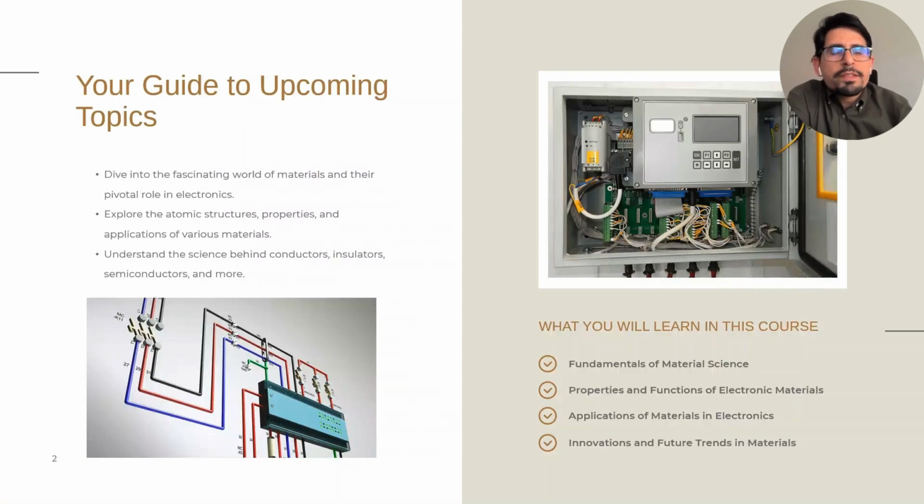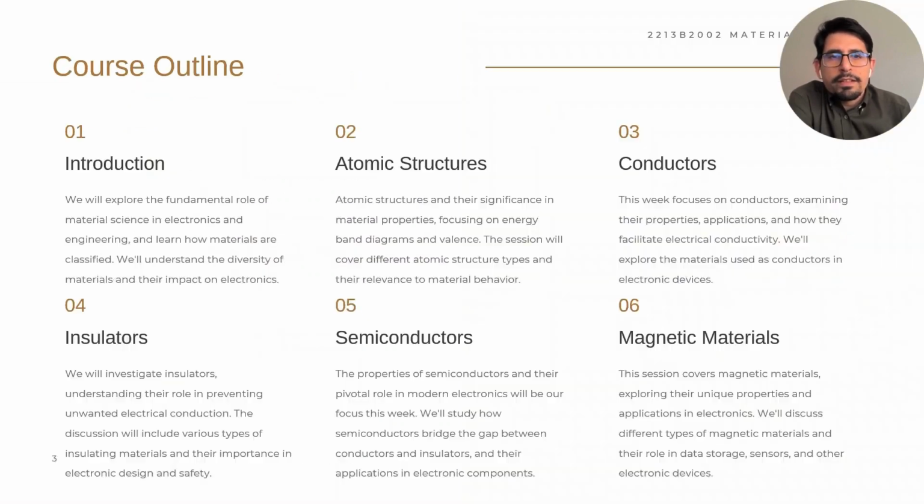Before we dive into specific materials, let's establish a solid foundation. Material science is the study of the properties and behaviors of materials which are used in various engineering applications. These properties determine how materials respond to external forces, temperature changes, and electrical stimuli. Engineers must understand how materials interact to select the best material for a given application. This course will focus on electronic materials such as conductors, insulators, semiconductors, and magnetic materials.